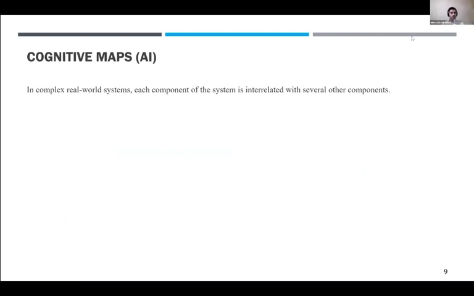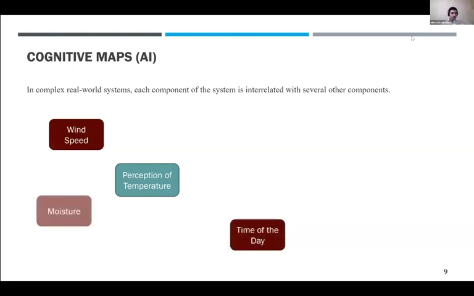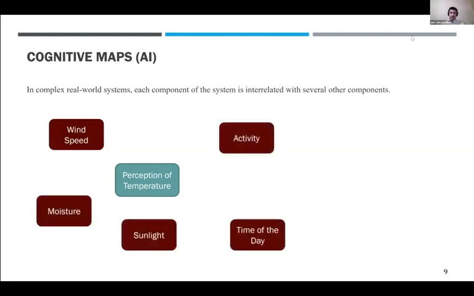So another component of the AI that I'm using is cognitive maps. Cognitive maps are good for looking into the human reasoning process. Let's say we're talking about the perception of temperature. There are so many factors affecting our perception of temperature, plus they are affecting themselves. For example, the wind speed is a very important factor.